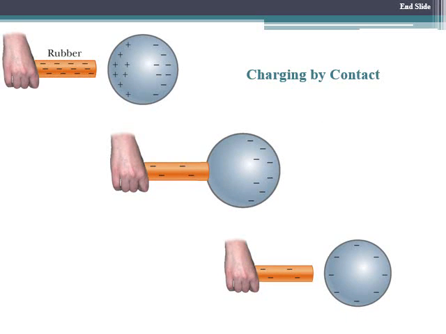The first way is actually what we did in our lab, and that's through friction, where by rubbing two objects together, you actually get some electrons that come off.